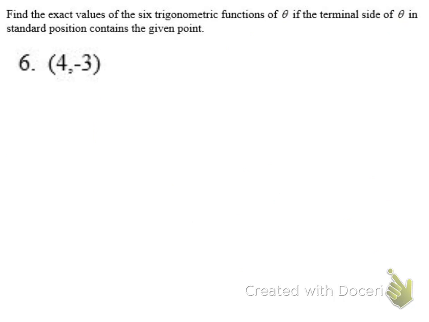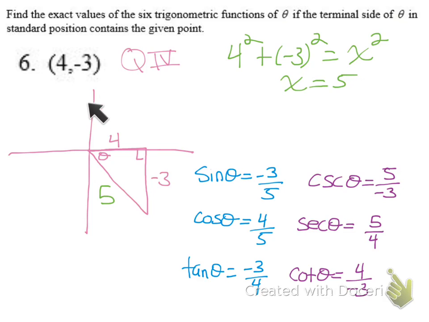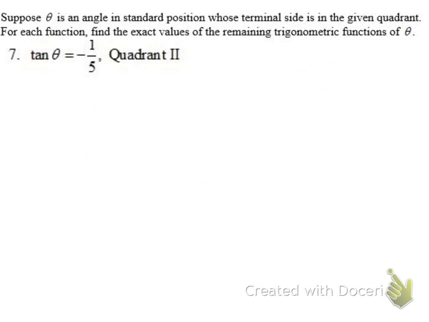Okay, let's see how you did. Notice 4, negative 3 is in quadrant 4, so notice how I have my triangle drawn here. And remember the 4 and the negative 3, again, because you go right 4, down 3. Pythagorean theorem will get you the hypotenuse, and then there are your 6 trig functions. Correct your work if you need to, and write down any questions that you may have for class tomorrow. Okay, now it's time for the last type of problem.